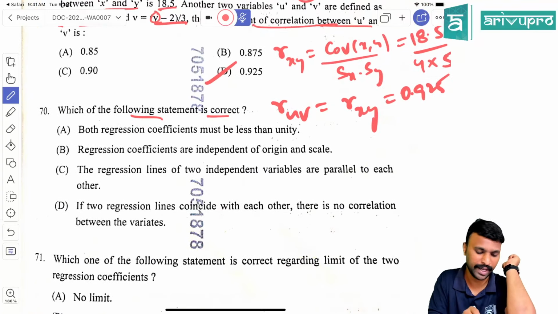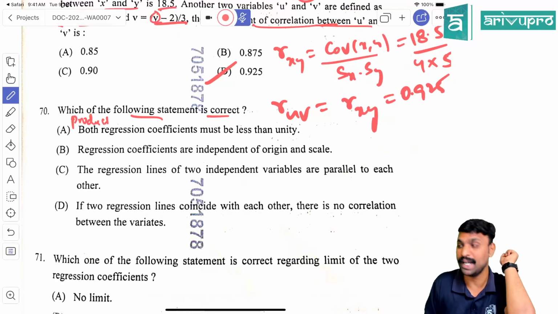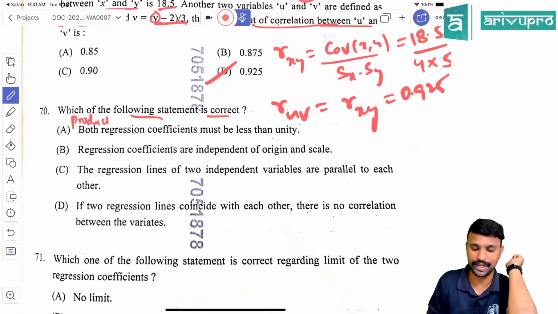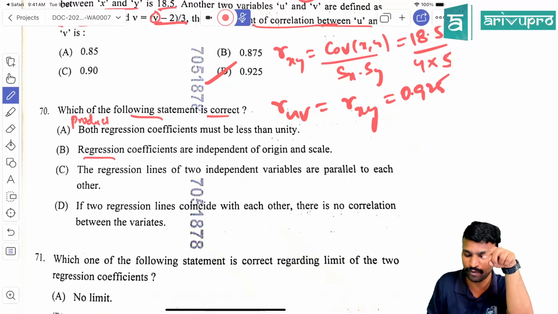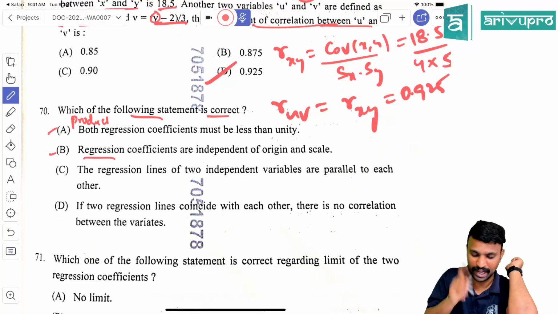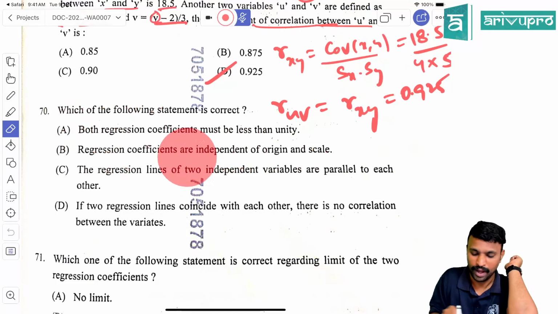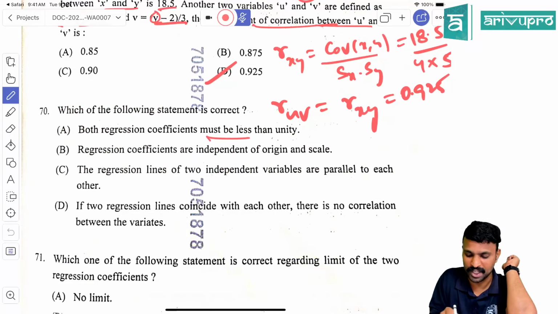Guys, there is a mistake in the question, in these options actually. The mistake being both regression coefficients must be less than unity. I guess instead of both, the product of both regression coefficients must be less than or equal to unity. That should have been the option. Or otherwise, option B, regression coefficients are independent of origin but dependent on scale. So out of these two options, any one of these two options is correct, but the thing is there is a mistake. So both the regression coefficients must be less than unity.